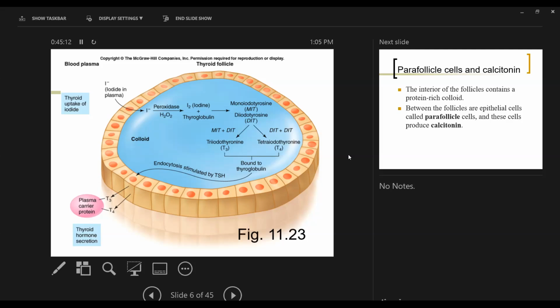Anyway, they stay bound to thyroglobulin. When they get taken up, the lysosome breaks them down, then they get released and they're carried then by carrier proteins in the plasma. This globulin is called TBG, thyroxine binding globulin. They also bind to other proteins like albumin and another protein called transthyretin.